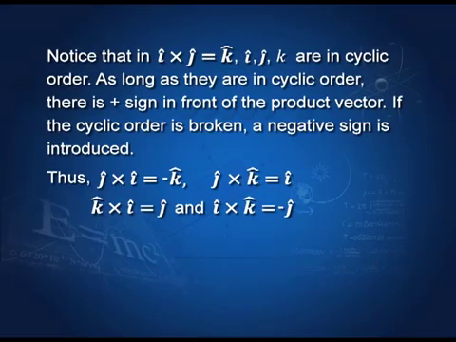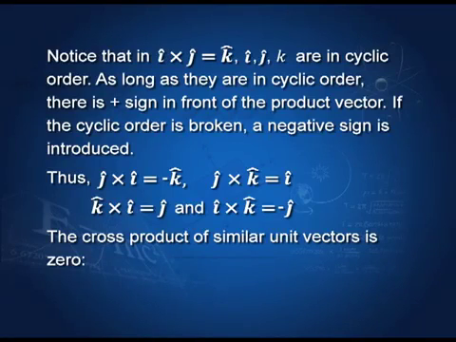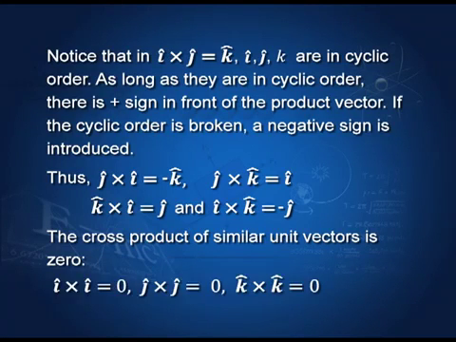Look at this, j cross i is minus k, but j cross k is i, because j, k and i are in the same order. So, when the order is broken, a minus sign is there, and i cap cross i cap is equal to 0, because the angle between them is 0, and sine of that angle is equal to 0. So, i cap cross i cap is 0, j cap cross j cap is equal to 0, k cap cross k cap is equal to 0. i cap cross j cap is equal to k cap, and like that.